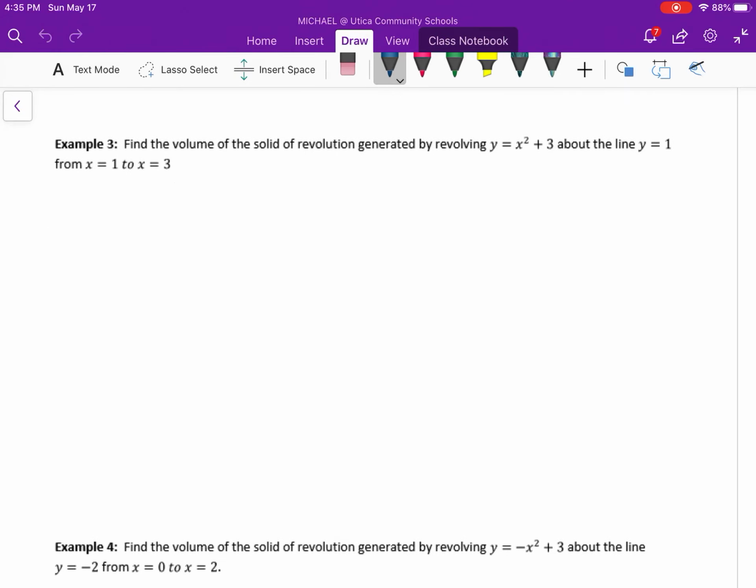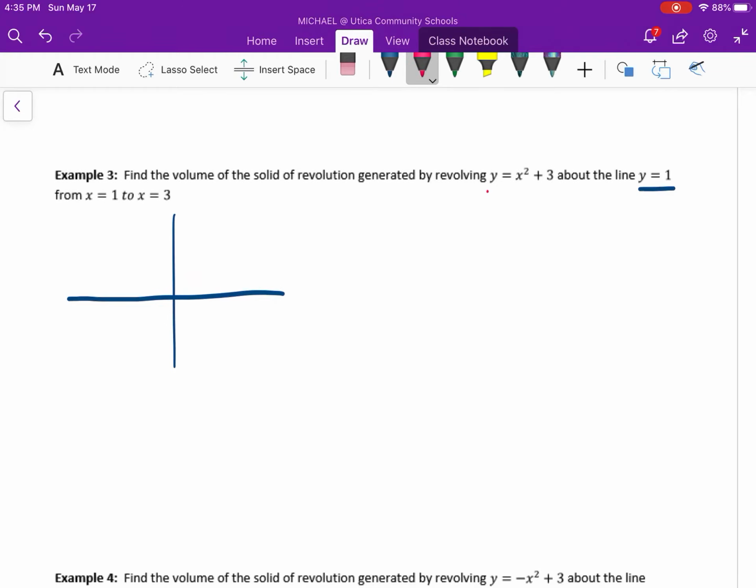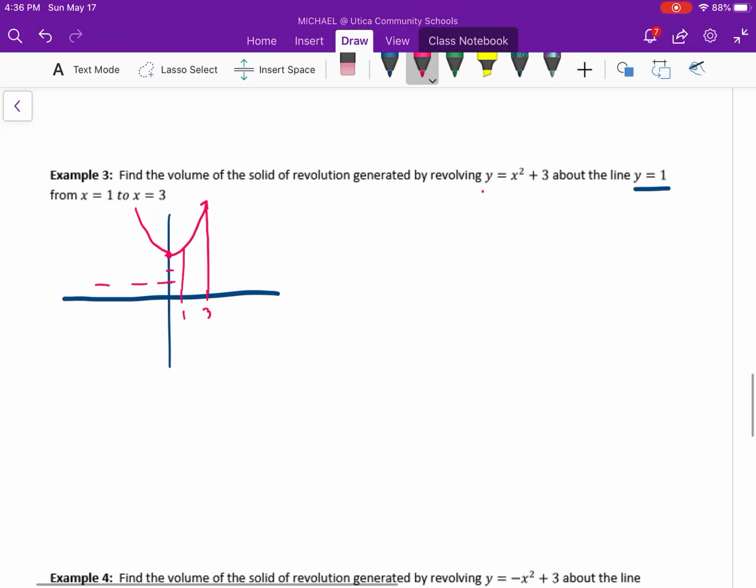Okay, we're on example 3. Example 3 is going to be a little bit different because instead of rotating around the x-axis, we're going to be rotating around the line y equals 1. So let's go ahead and graph these. The first one, x squared plus 3. It's a parabola opening up from x equals 1 to x equals 3. Around the line y equals 1, which will be this line right here.